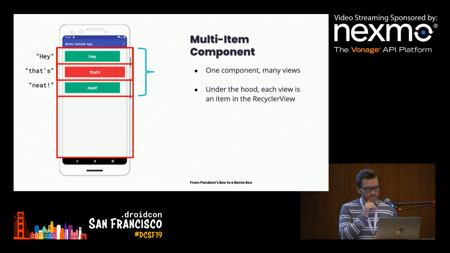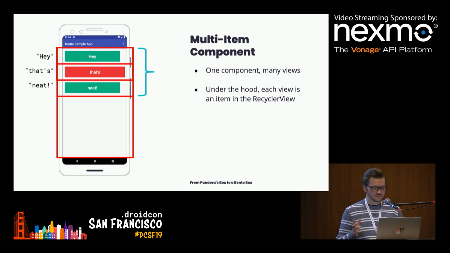And under the hood, each of these views is really just an item in our underlying recycler view. The component controller will ask the component, hey, how many items do you have? In this case, we have 3 items, 3 strings. Hey, that's neat. Then it will create a view holder for each of these items, inflate a view for each of these items, and provide it with the data and the presenter to bind these views.